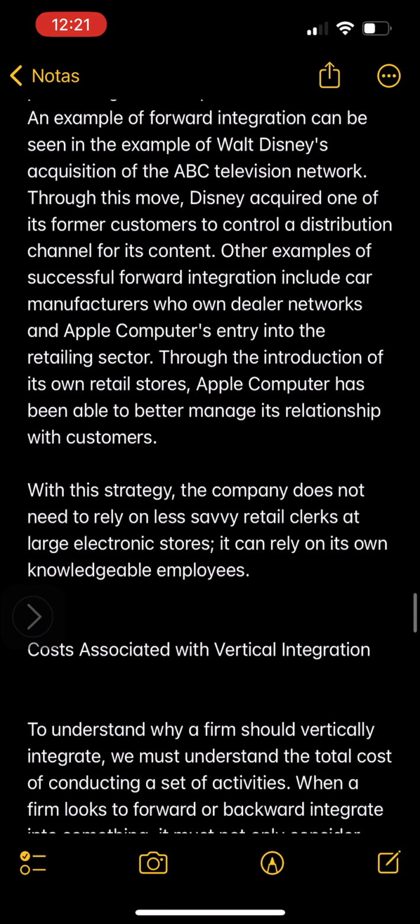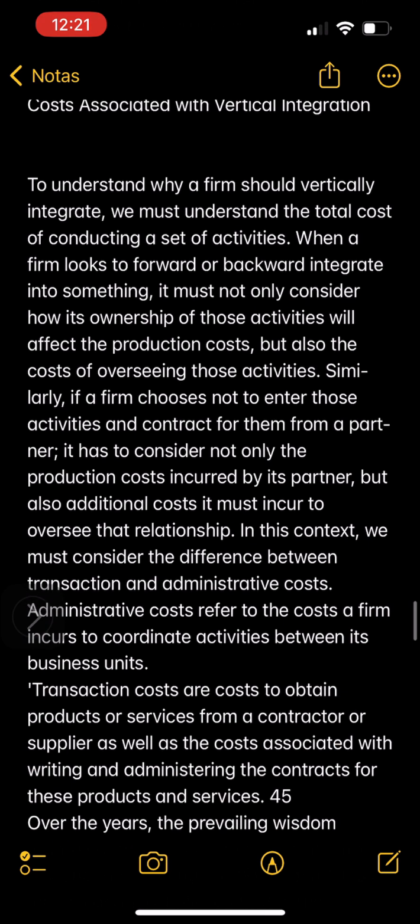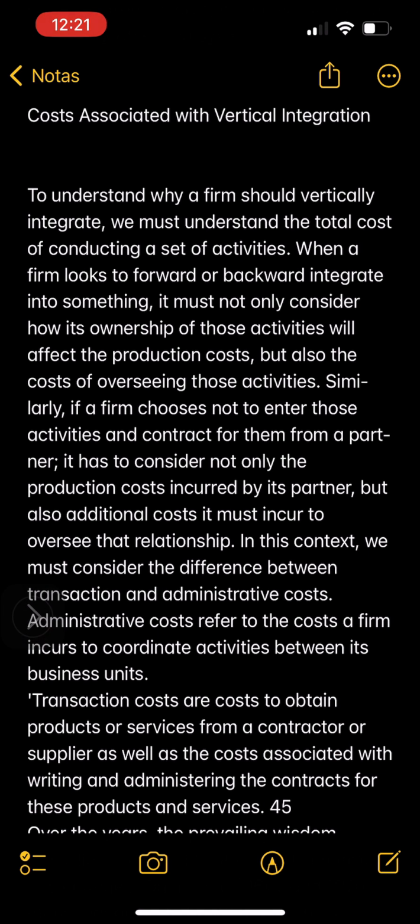Costs associated with vertical integration. To understand why a firm should vertically integrate, we must understand the total cost of conducting a set of activities. When a firm looks to forward or backward integrate into something, it must not only consider how its ownership of those activities will affect the production costs, but also the costs of overseeing those activities. Similarly, if a firm chooses not to enter those activities and contract for them from a partner, it has to consider not only the production costs incurred by its partner, but also additional costs it must incur to oversee that relationship. In this context, we must consider the difference between transaction and administrative costs. Administrative costs refer to the costs a firm incurs to coordinate activities between its business units.